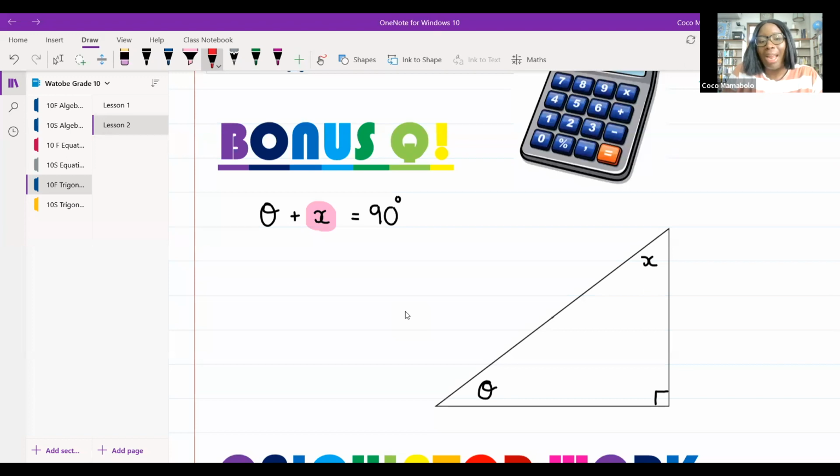But I want to make x the subject of my formula. So what can I do with theta? Theta minus 90 is equal to x. Or maybe x is equal to 90 minus theta. That's it. Beautiful. I'm going to take that to the other side, and therefore my x will equal 90 degrees minus theta.